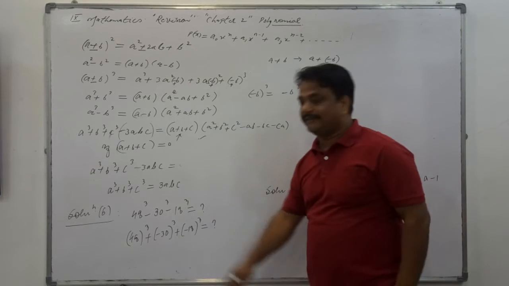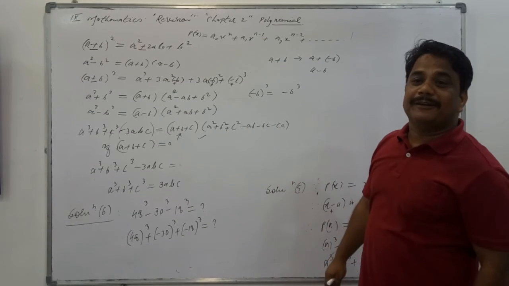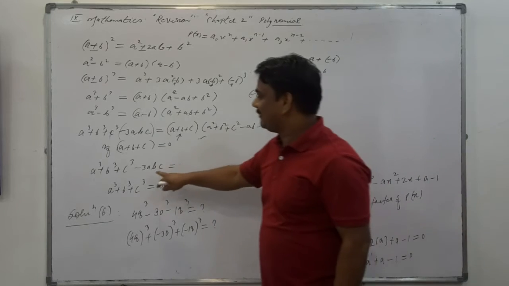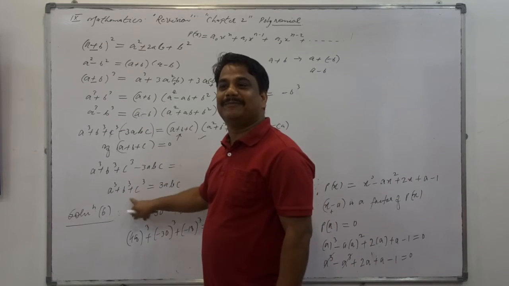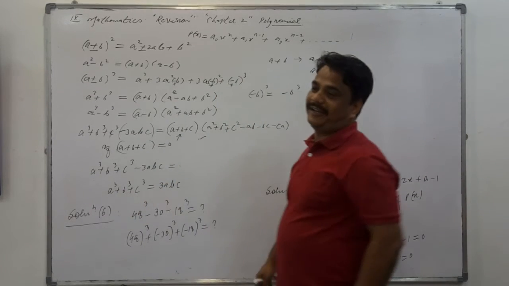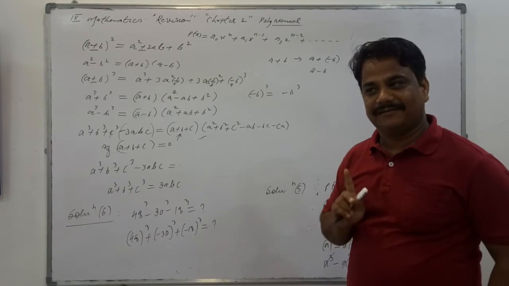You have to find out this. So which formula pattern will you use here to solve? This formula pattern will be used here: a cube plus b cube plus c cube is equal to 3abc. Right or not? Well clear?